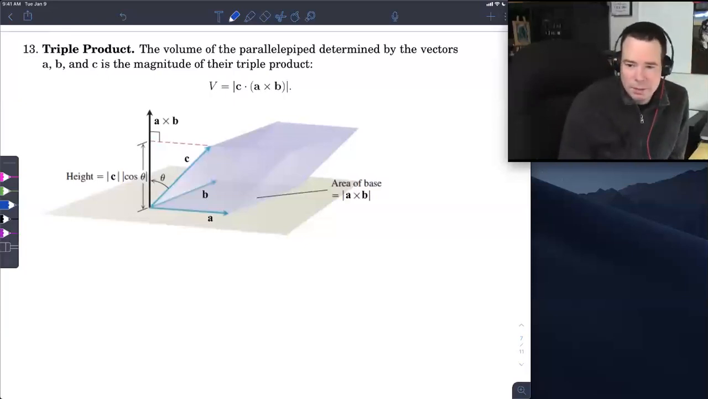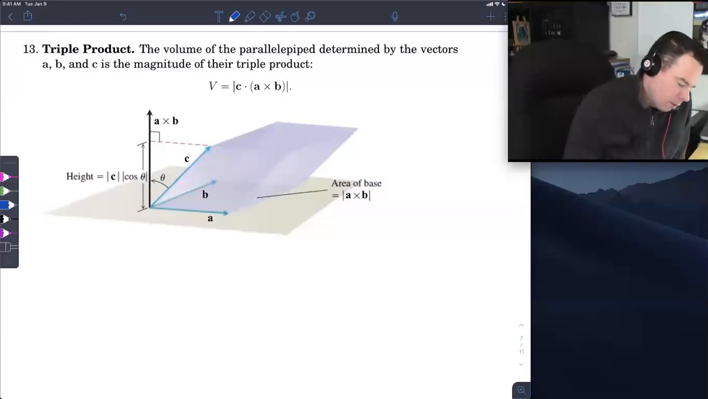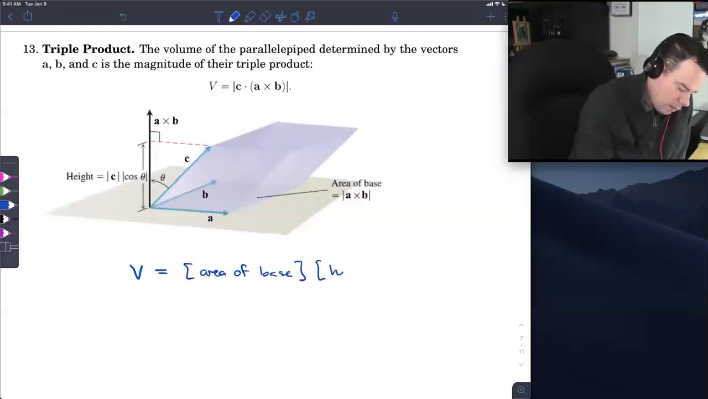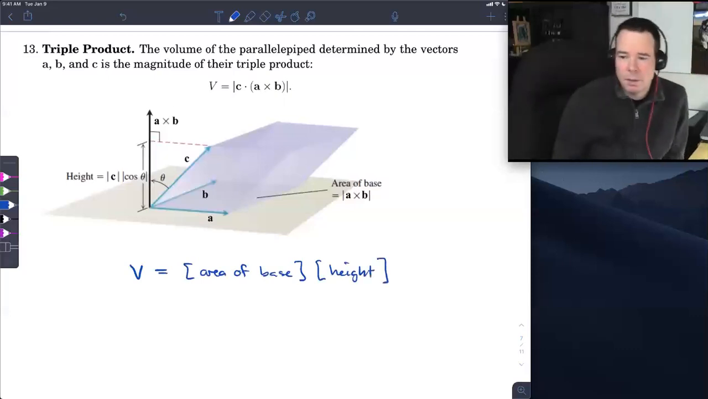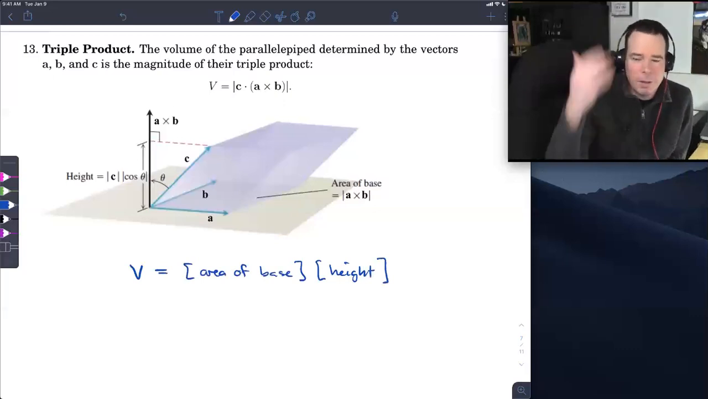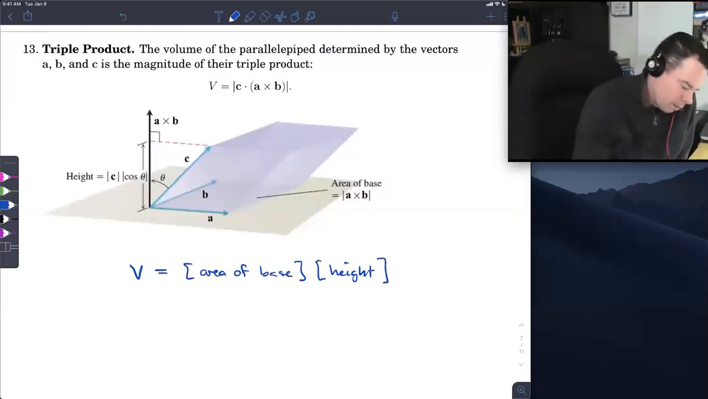Now, why is that the case? Well, it's sort of given here in the picture in that the volume is going to be equal to the area of the base times the height. Just like a rectangular box. This one's a skewed one, but the same calculation still applies. Find the area of the base and then multiply by the height, and that gives you the full volume. What's the area of the base? That's the magnitude of A cross B.